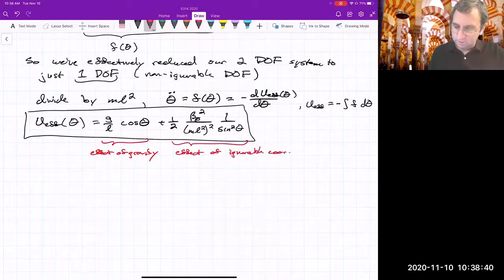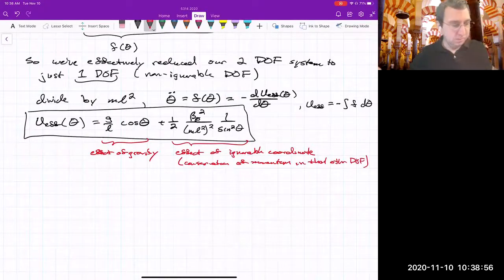And what have we said about that? Basically, it means the conservation of momentum in that other direction, another degree of freedom. It looks like a weird new term.